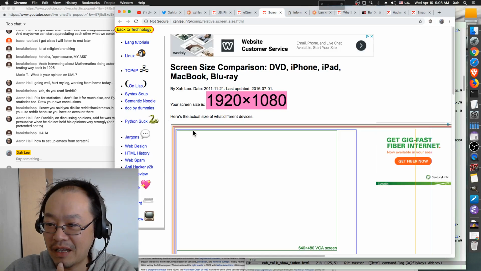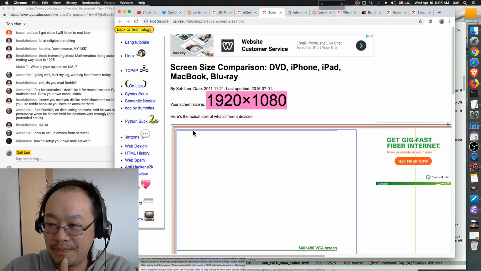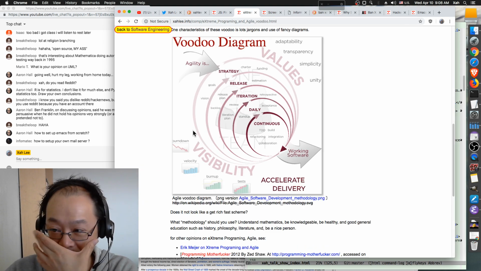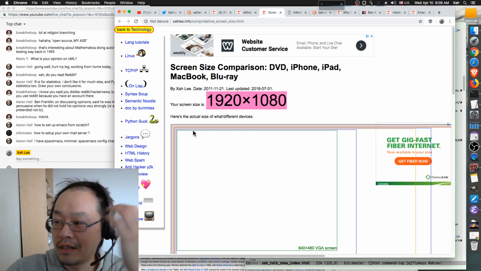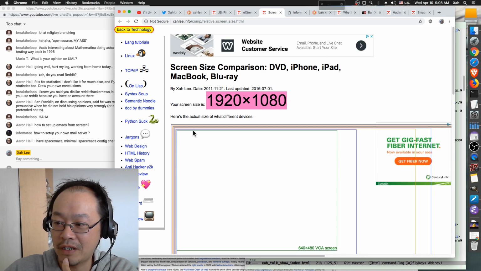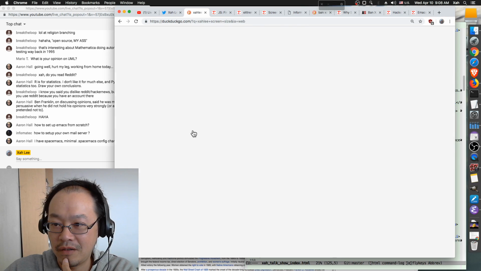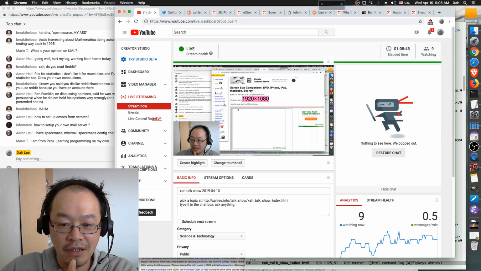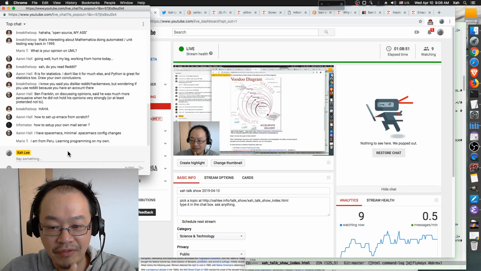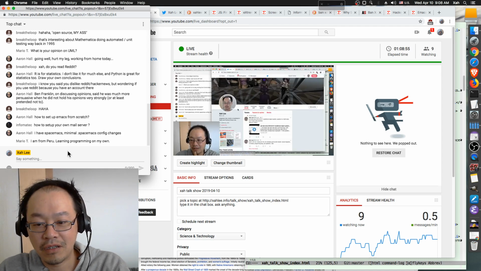Informatics. I don't know what that is. Oh yeah, that's about screen size comparison. Each year it changes. Every few years it changes. Window size, Twitter. Oh, phone notifications. So Aaron says I have Spacemacs minimal. Spacemacs config changes. Oh, okay.